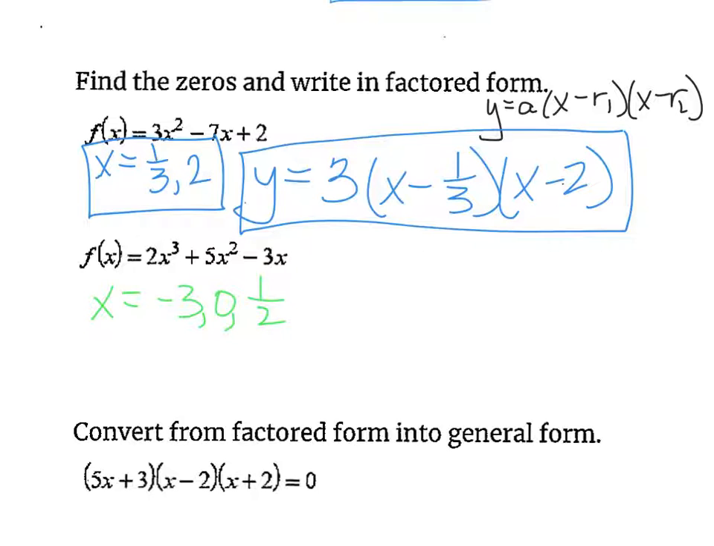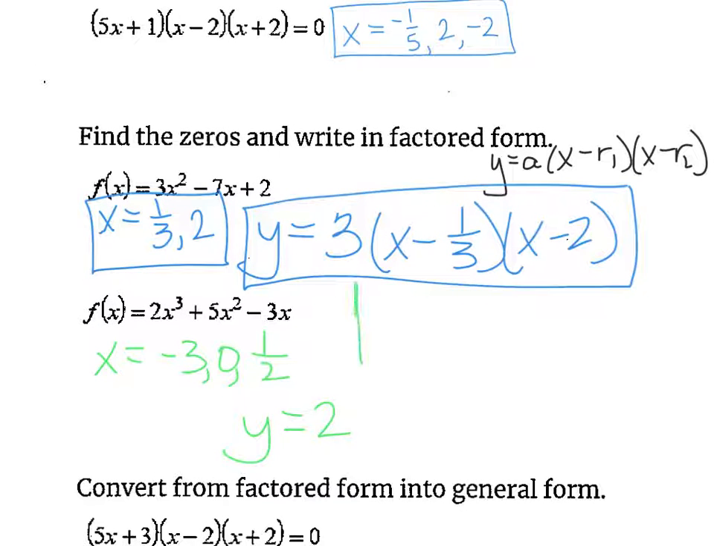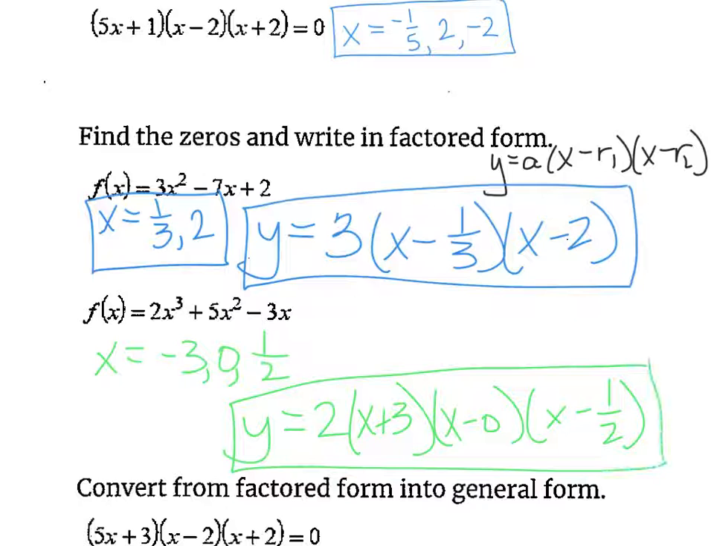You should have written that y is equal to 2 out front times, oops, hold on, Mrs. Brighting's messing up. Y is equal to 2 times x plus 3 times x minus 0 times x minus 1/2. My factored form equation, done. My x-intercepts, my zeros, done.